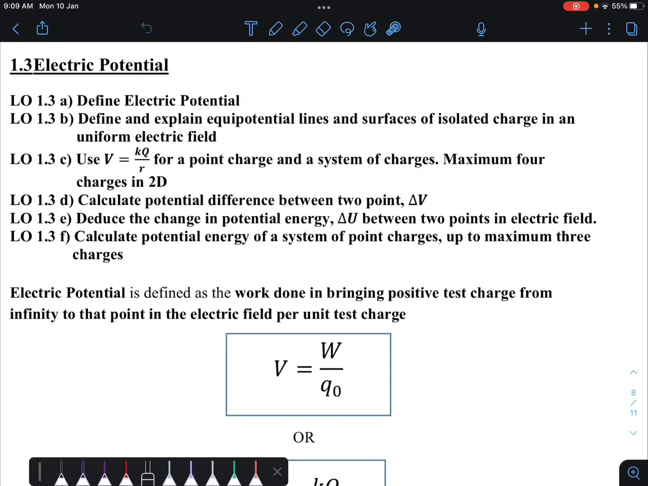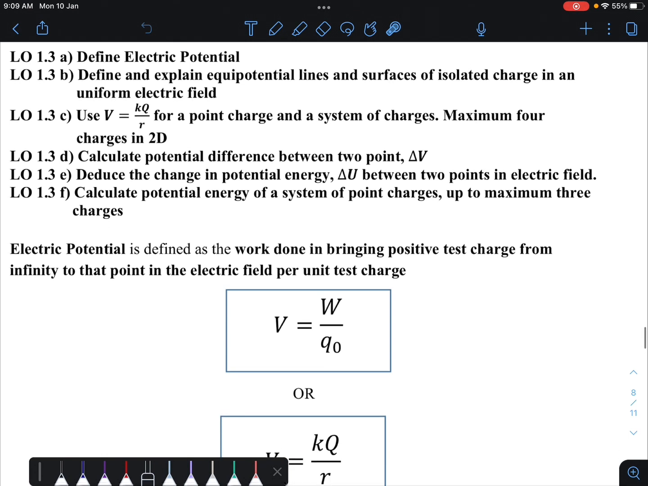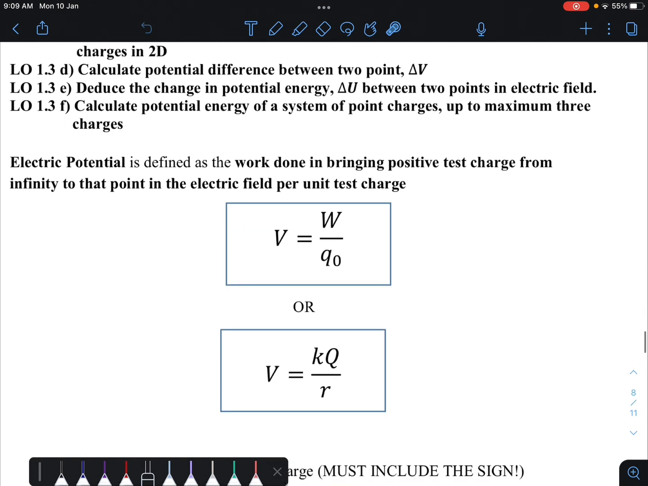Assalamualaikum and hi. So now we look at 1.3 electric potential. So there are 6 learning objectives here as are shown here. So you can go through them. So the first one here is that we are going to look at the definition of electric potential.